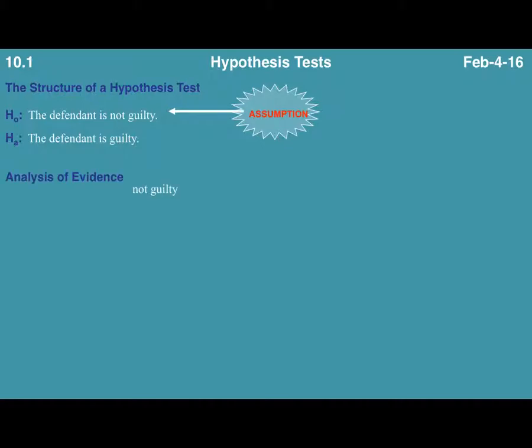So here's how that's going to work. Again, you're assumed not guilty, and then they're going to look for evidence to prove that you are guilty. When there's enough evidence for HA, it's called rejecting the null. So you reject the null, and you instead believe the alternative. So I have enough evidence to believe that the defendant is guilty.